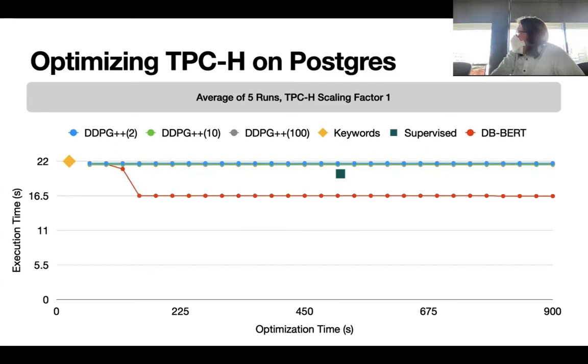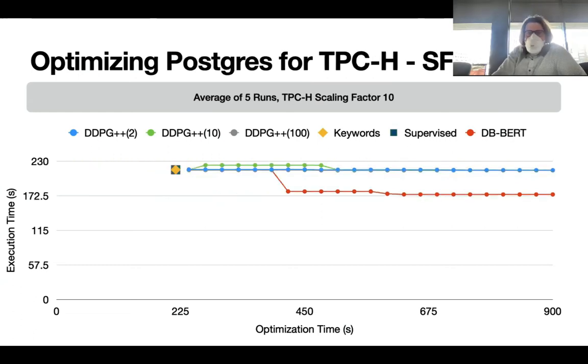Similar for Postgres, same benchmark, same baselines, and pretty much the same results. Now this is TPCH with a higher scaling factor, because for TPCH you can actually choose the size of the database. Here we are multiplying by factor 10, and still we see the same behavior.